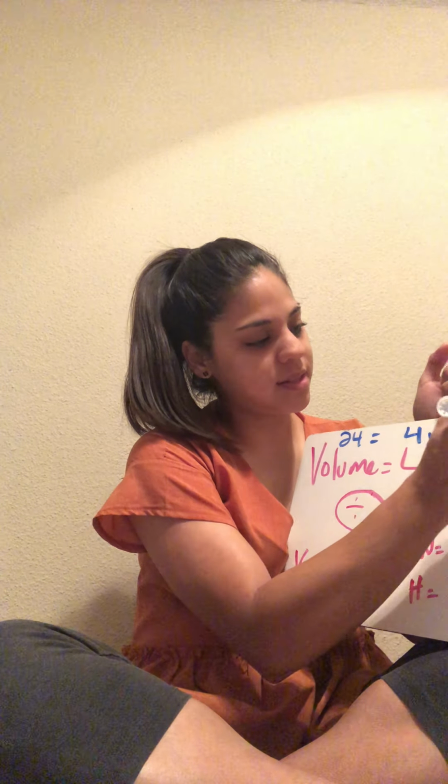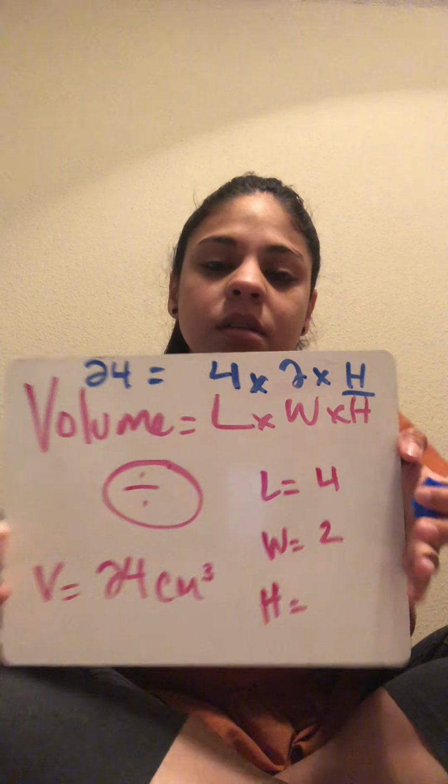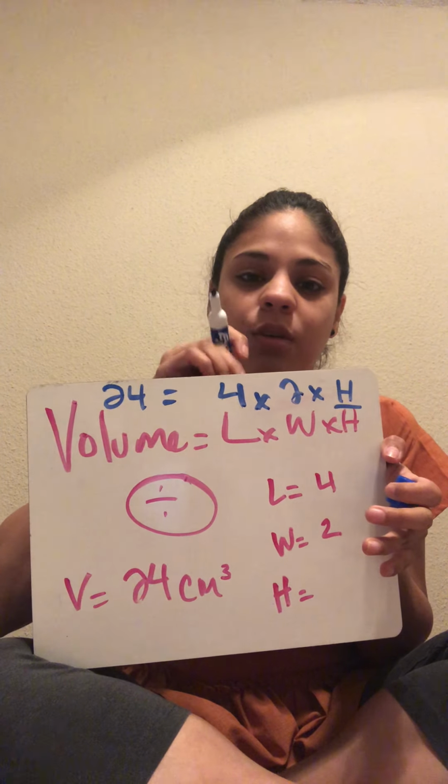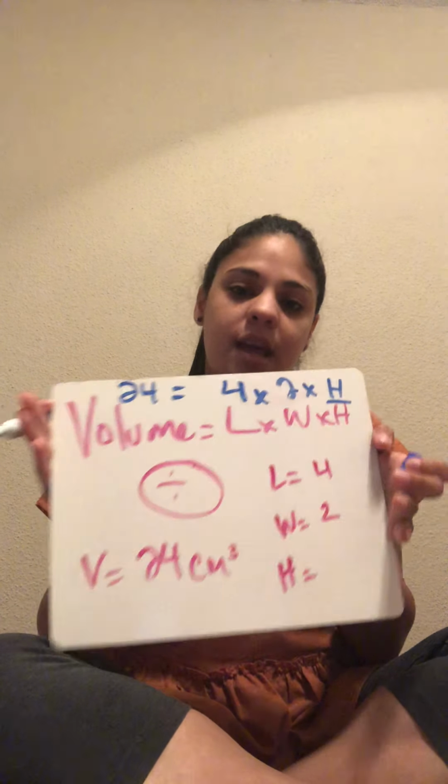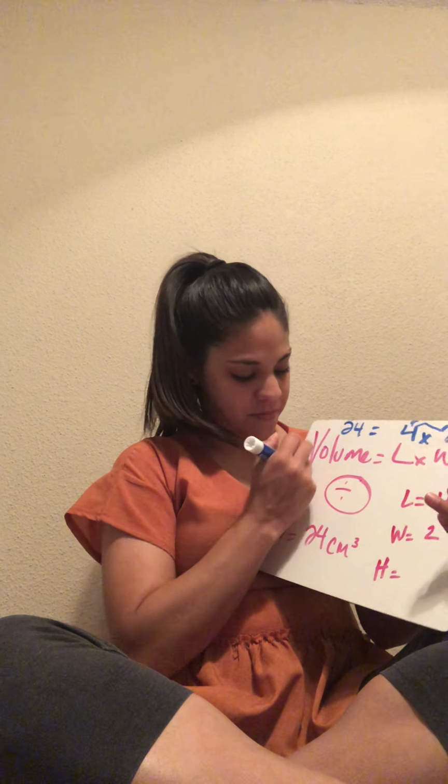And they gave you the width, which is 2. All I'm missing is my height. So now I can go ahead and do 4 times 2. 4 times 2 is what? 8. So I know that 24 equals 8 times h.